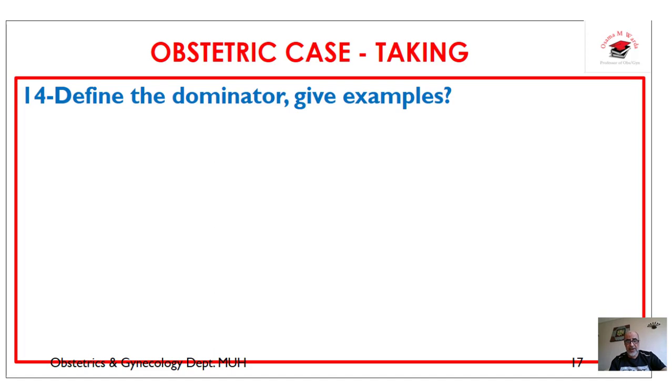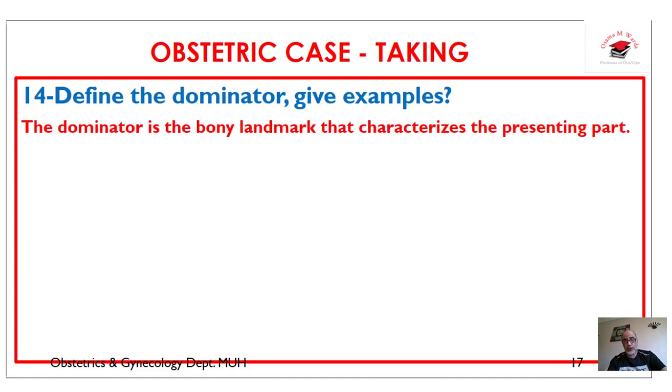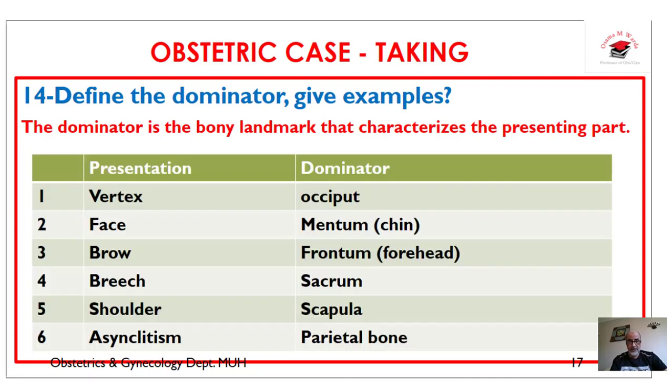Define the dominator. Give an example. Dominator is the bony landmark that characterizes the presenting part. The dominator was mentioned in the previous slide 15 as follows. The vertex dominator is occiput, face dominator is chin or mentum, brow dominator is frontum or forehead, breech dominator is sacrum, shoulder dominator is scapula, asynclitism dominator is parietal bone. So these are the bony landmarks of each presentation.